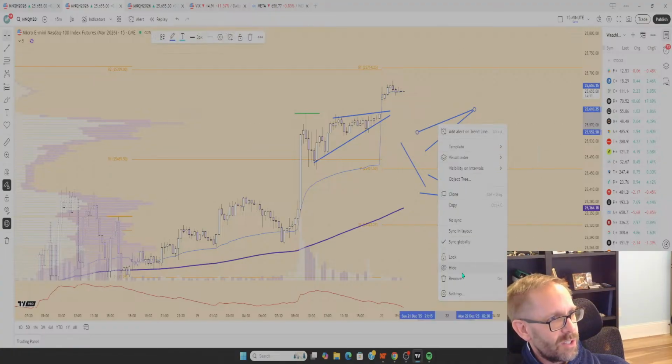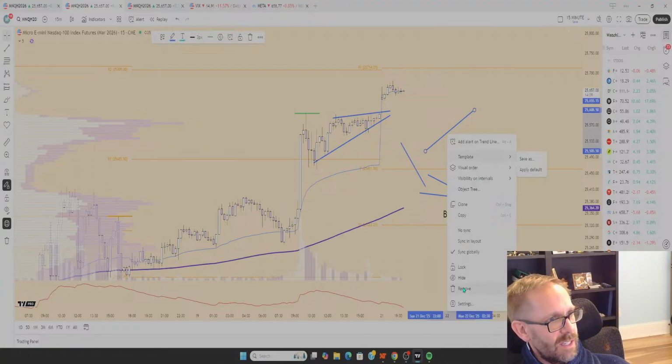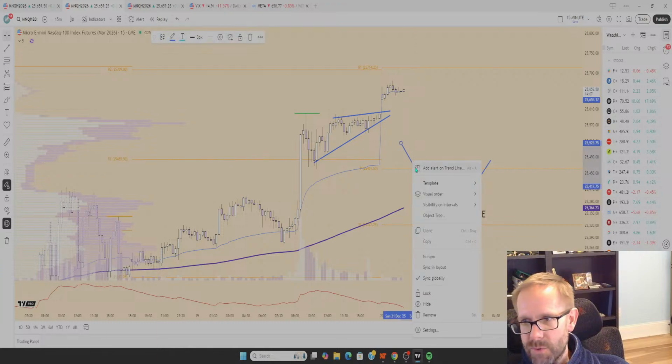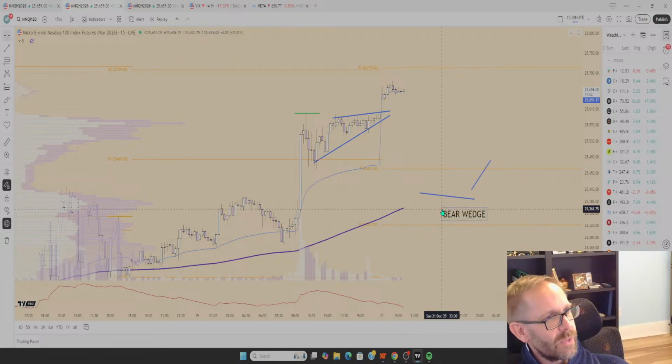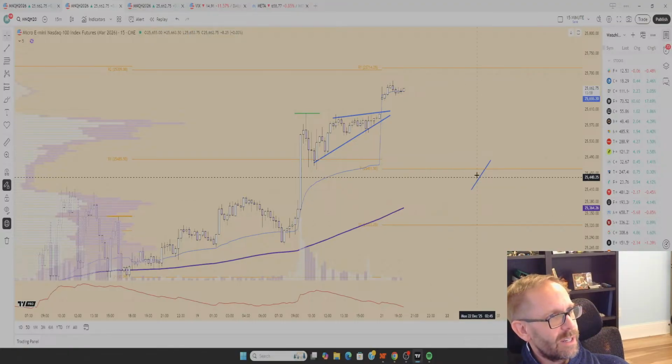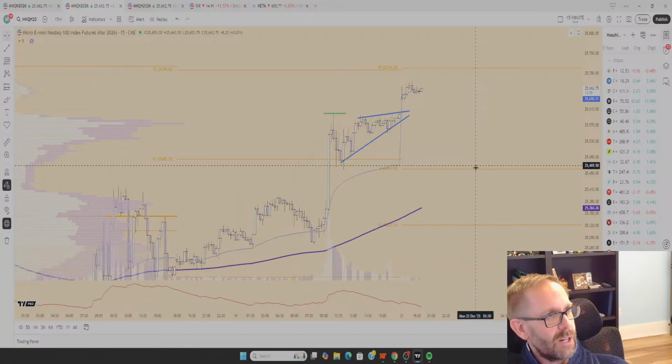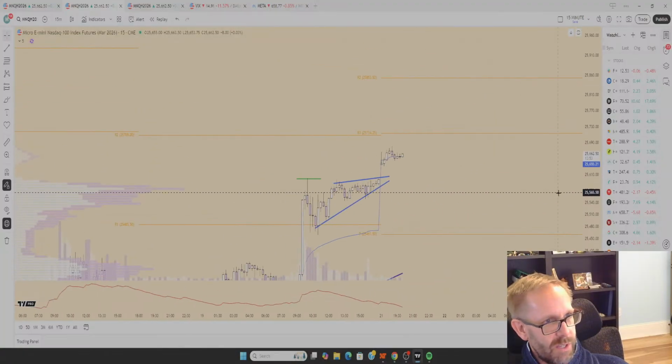But anyway, I just thought it was interesting that it seemed like Friday, due to quad witching, we were in what looks like a bull wedge. And you know, wedges don't always have to reverse, but they tend to, but not all the time. There's nothing ever 100%, as you know.